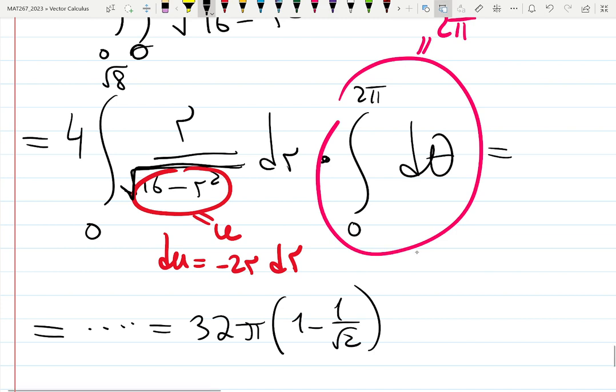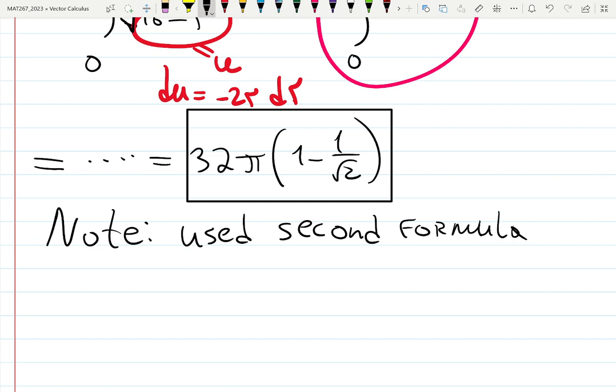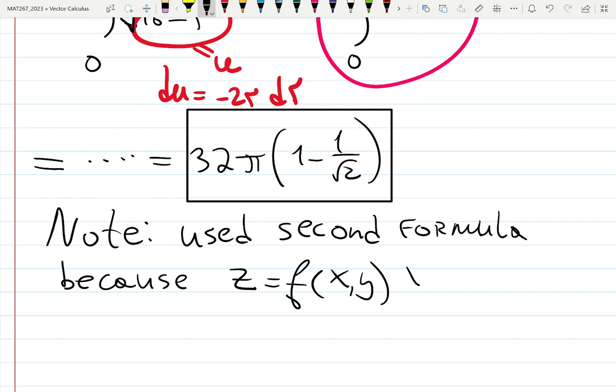That is the example when you are given z. So, note, we used the second formula because z equals f of x comma y was given. It was given explicitly, so that sped up the process. In the previous example, we had to find the cross product, so to be honest, I checked at home. If you parametrize and you find the cross product, the answer will be the same.